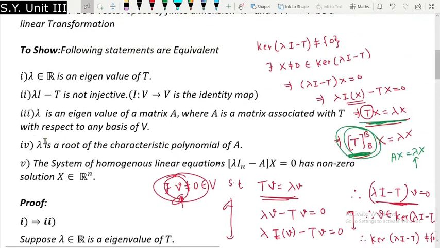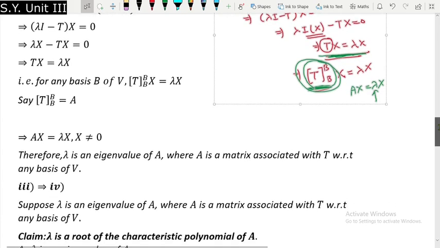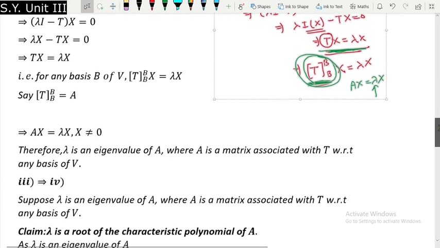Now we are going to go for 3 implies 4, where we are going to assume that lambda is an eigenvalue of A, where A is a matrix associated with T with respect to any basis of V, and we will prove that lambda is a root of the characteristic polynomial of A, and this is very interesting to prove. Yes, so I have supposed that lambda is an eigenvalue of A, where A is a matrix associated with T with respect to any basis. So we have to prove that lambda is a root of the characteristic polynomial of A.